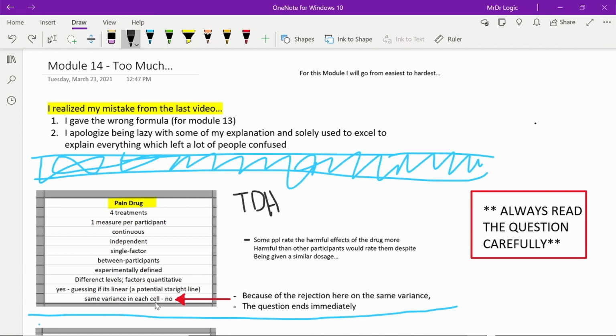However, there's a variance in each cell, so this is no. We reject this one by saying no to: is this the same variance in each cell? We say no, and the question immediately ends here because some people rate harmful effects of the drug. It varies from question to question, because I got both cases where the wound won't heal because of the medicine, and some people just rate the medicine as more painful than other participants would, despite giving similar results.